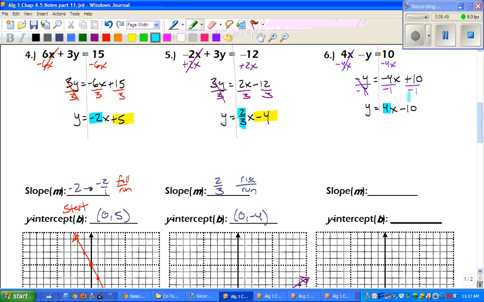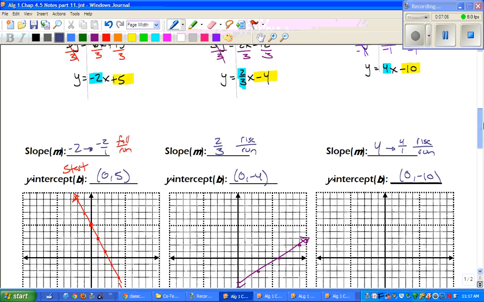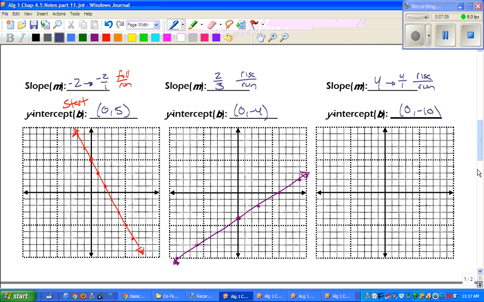Okay? Slope, y-intercept. Our slope is 4, which is 4/1, which is rise over run. Okay, that's positive. And then our y-intercept is -10. So with that information, I know to start at -10. And then I'm going to go up 4. 1, 2, 3, 4 over 1. 1, 2, 3, 4 over 1.